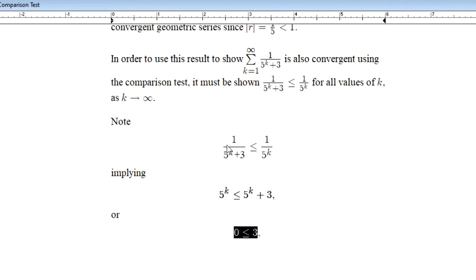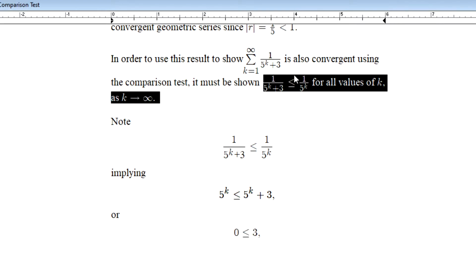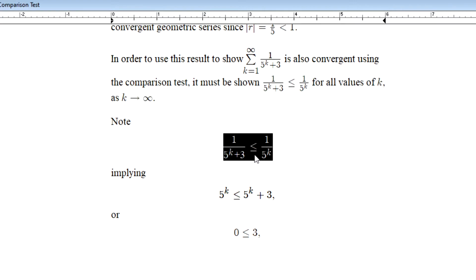One way that we can go about showing that this behavior is always true for all values of k as k heads off to infinity is to set up the inequality statement that we are trying to show is true and manipulate it using algebra into what is always going to be an obviously true statement. It is not necessarily obvious here that this quantity on the left will always be less than or equal to this quantity on the right.